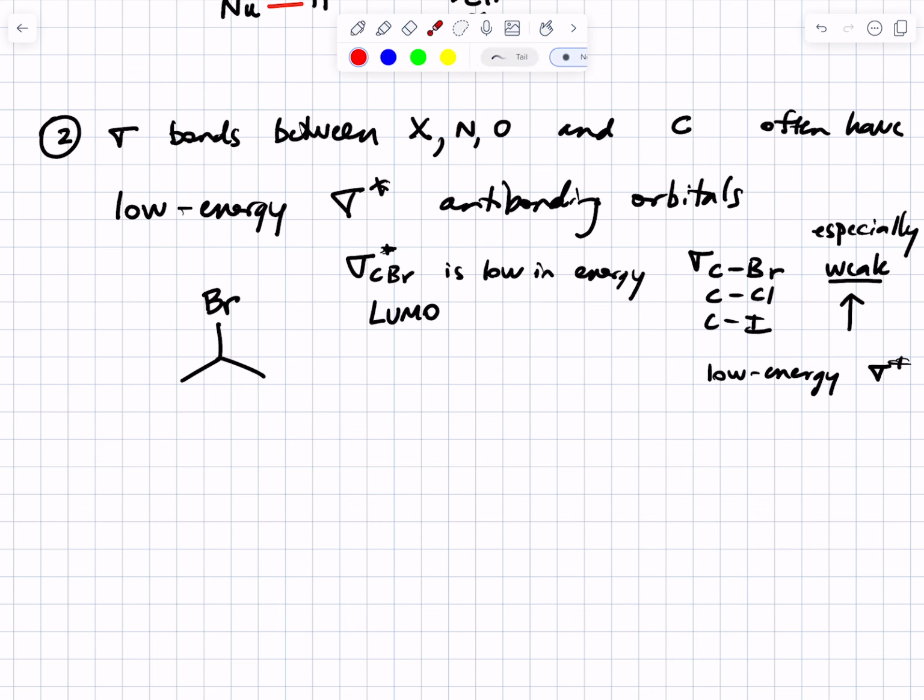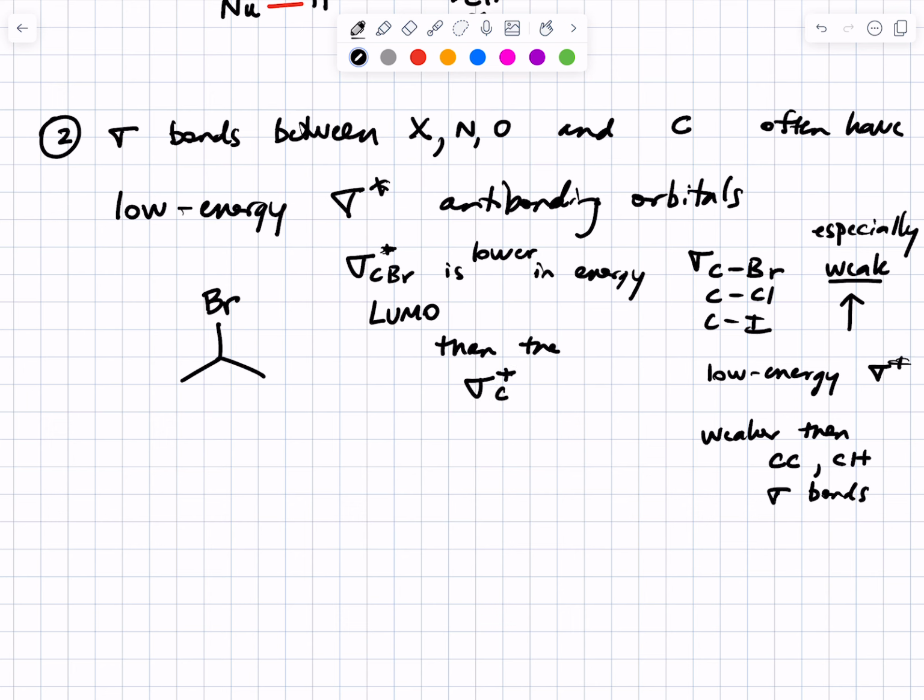The carbon bromide bond is especially weak. It is weaker than carbon-carbon or carbon-hydrogen sigma bonds. And that means that the carbon bromide sigma star is lower in energy than the carbon-carbon or carbon-hydrogen sigma star antibonding orbitals.